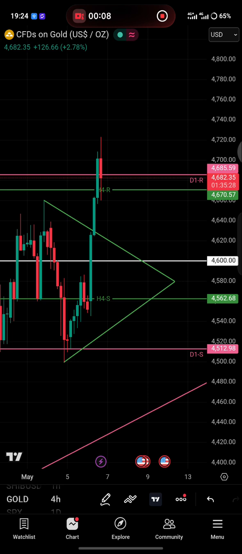Today we'll be going through the gold chart to check and see if right now is it suitable to be entering a buy side position or is it going to be more suitable to enter a sell side position. We're going to be revealing shortly.